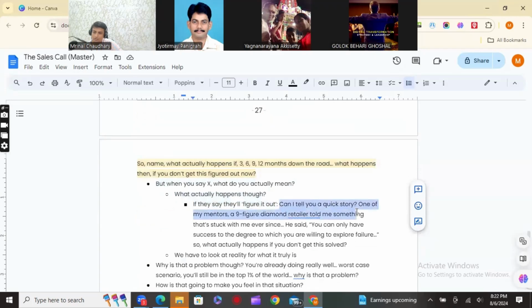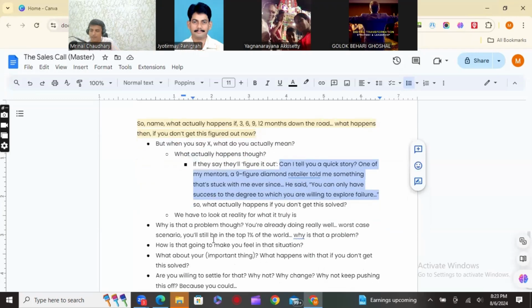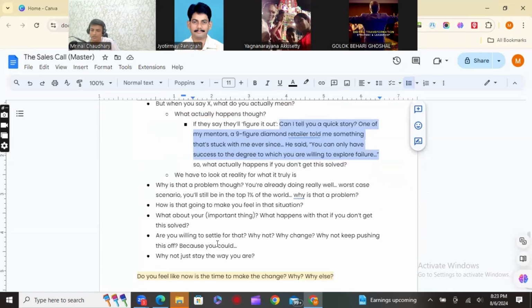So here, from ethical manipulation, you can tell stories also. One of my mentors, a 9-figure diamond retailer, told me something that stuck with me ever since. He said, you can only have success to the degree to which you are willing to explore failure. Okay. So from that, a mindset shift may happen, and that person's behavior will change. So you have to revise everything. So ethical manipulation, how you can change the belief, it is getting here.